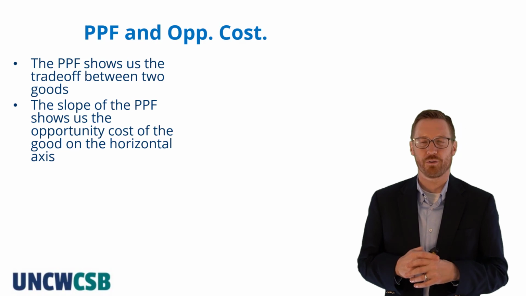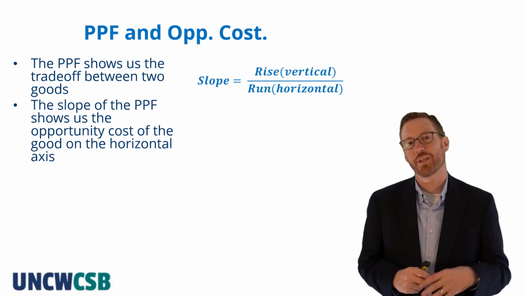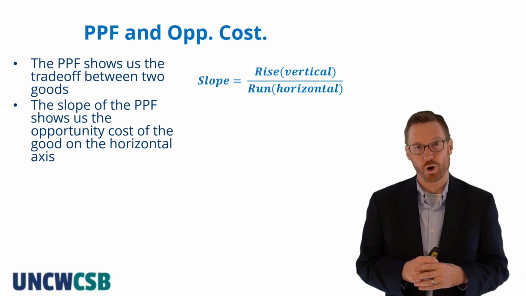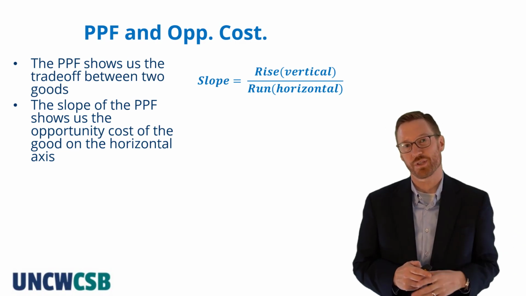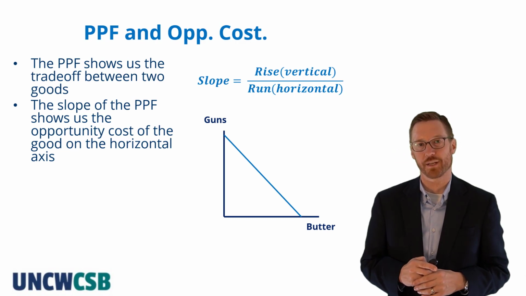So if you're thinking, oh gosh, slope, here we go. What is slope? Well, it's just the rise of a line divided by its run. The rise being the vertical change, the run being the horizontal change. So let's take a look at a production possibility frontier.